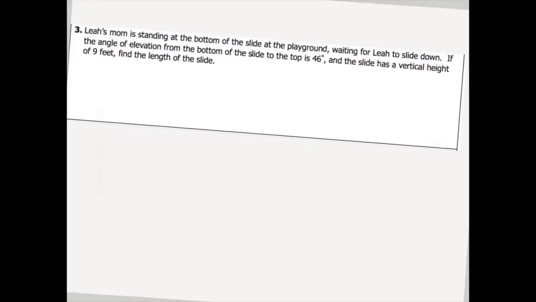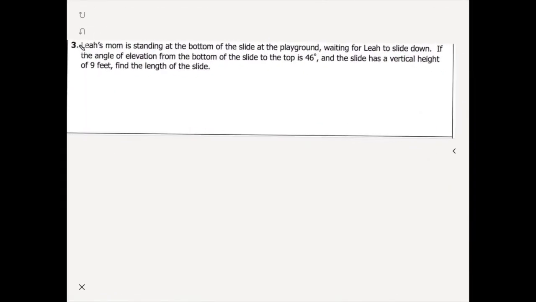Let's try another example. So this one says, Leah's mom is standing at the bottom of the slide at the playground, waiting for Leah to slide down. If the angle of elevation from the bottom of the slide to the top is 46 degrees and the slide has a vertical height of 9 feet, find the length of the slide. So I'm just going to start drawing. Here's Leah's mom. She's standing at the bottom of the slide at the playground. So here's the slide. And she is waiting for Leah to slide down. Here's Leah. Leah's up here.